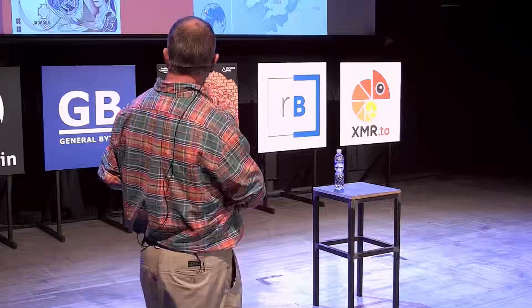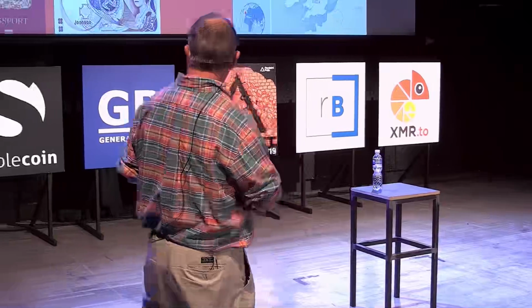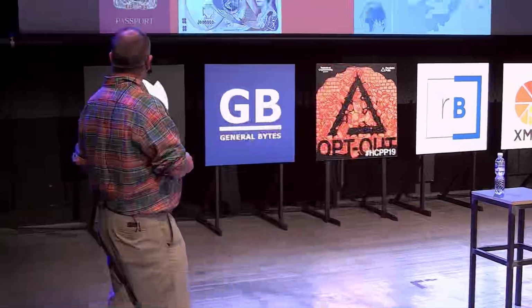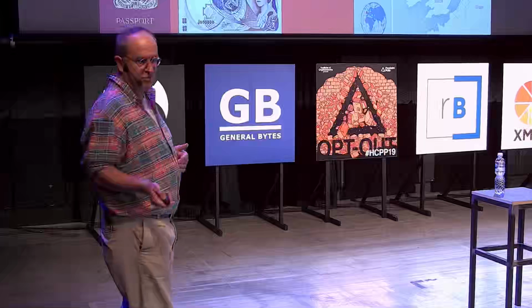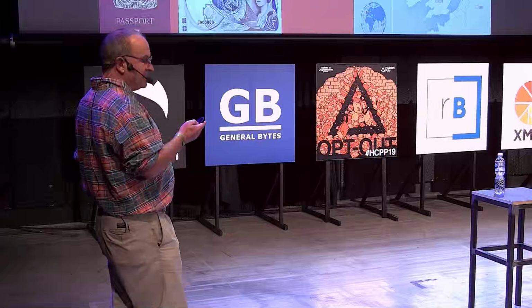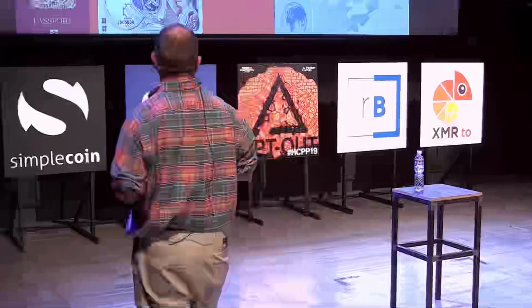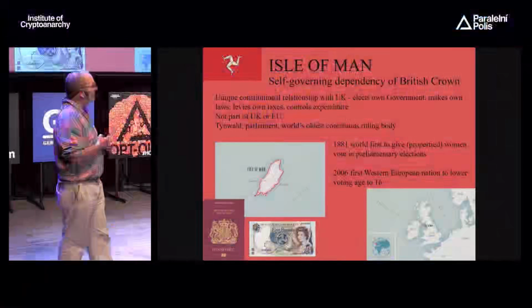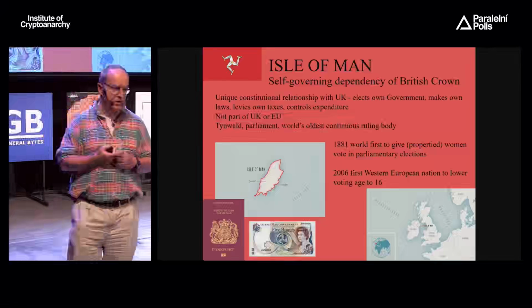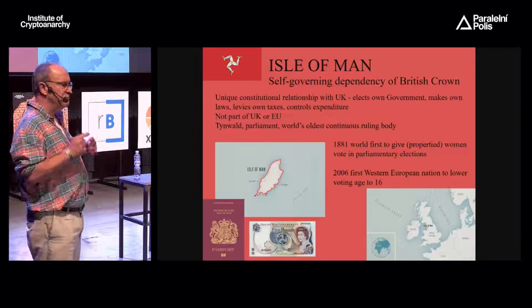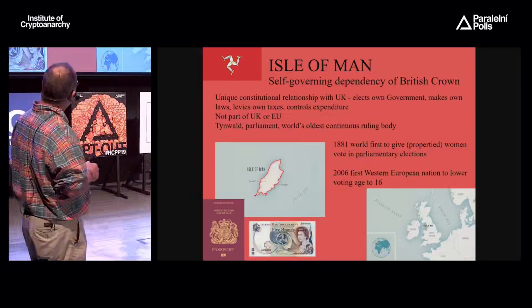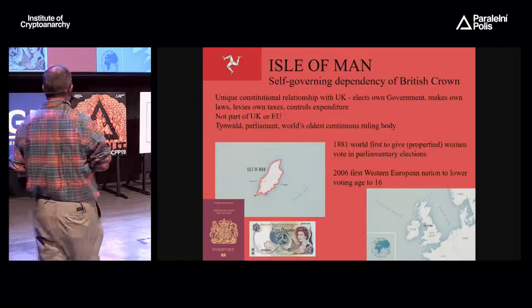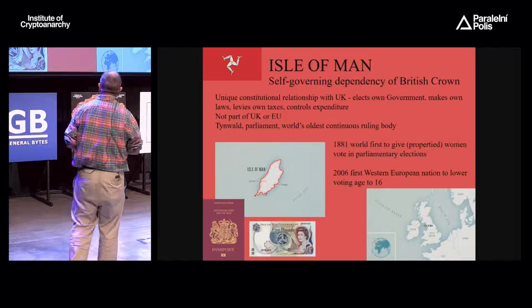So the only connection with the UK is that they use pounds. They have passports which look very like ours, but interestingly, it says it's a European Union passport, but they're not part of the European Union. And as an autonomous or semi-autonomous island, however you want to put it, it has some rather impressive credentials for democracy. In 1881, they gave the first vote to women in Parliament. Admittedly, at that stage, it was only women who owned property, but nonetheless, it was the first. And in 2006, it was the first nation in Western Europe to lower the voting age to 16.